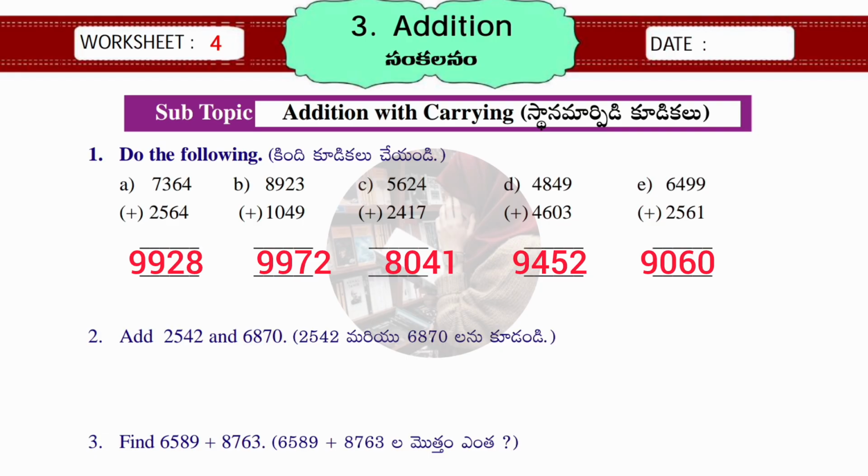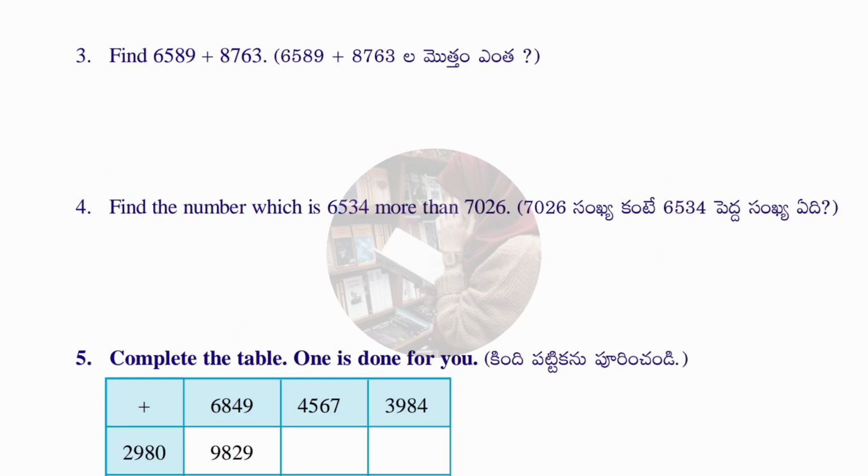Now we'll move to the second question, which is add 2542 plus 6870. Here we have to add both the numbers given. Let's see. 2542 plus 6870. You will get the answer as 9412.